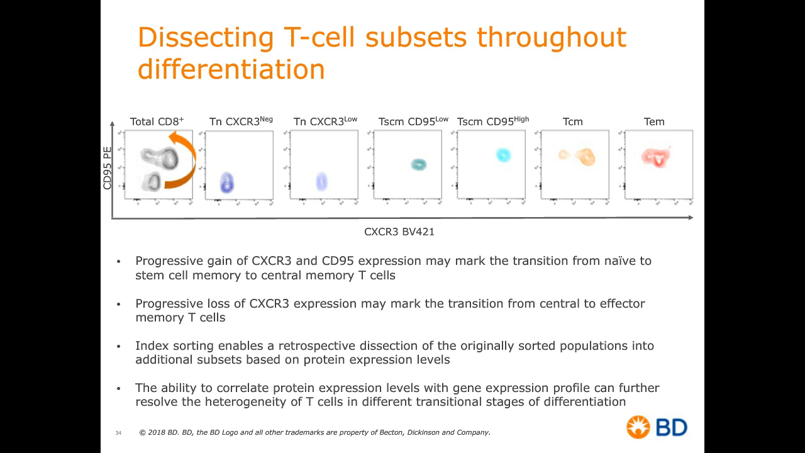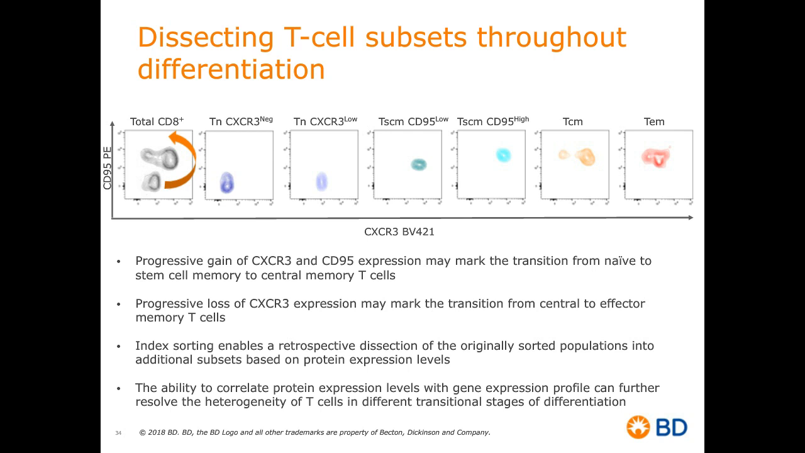So you can see now on the plots from the blue to the red, we can slice up our original naive population into a population that has no CXCR3 expression to an intermediate CXCR3 expression. Similar things we can do now for the stem cell memory. We can dissect them into CD95 low and CD95 high. We can also appreciate that central memory, for example, could be further separated into CXCR3 positive and negative, but just for simplicity for this study, we'll focus only on further dissecting naive and central memory.